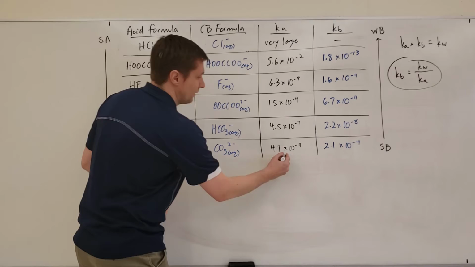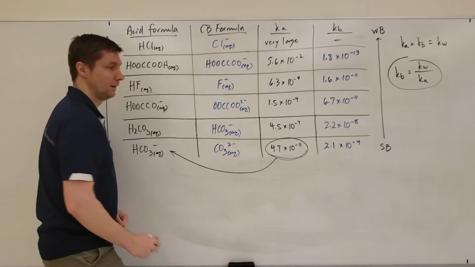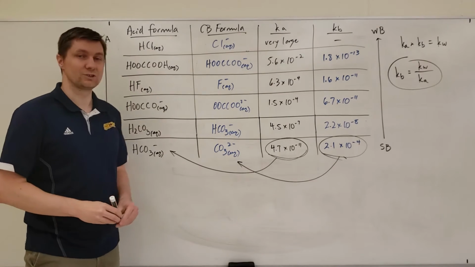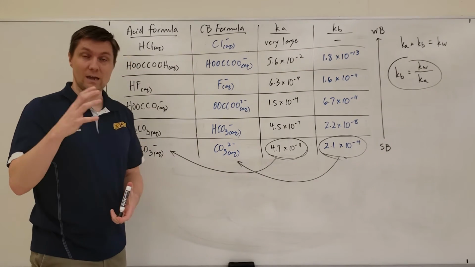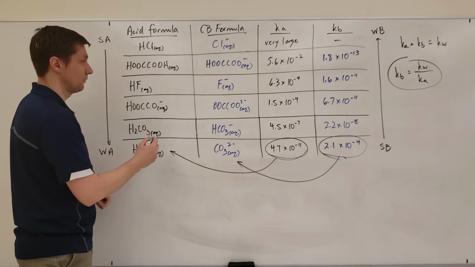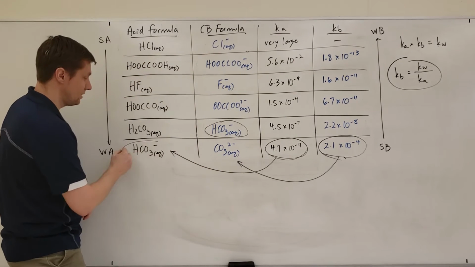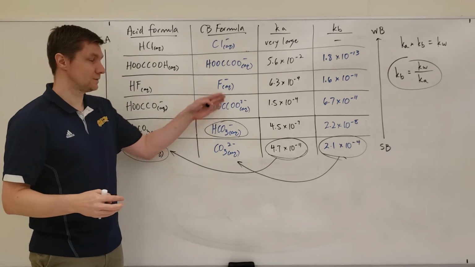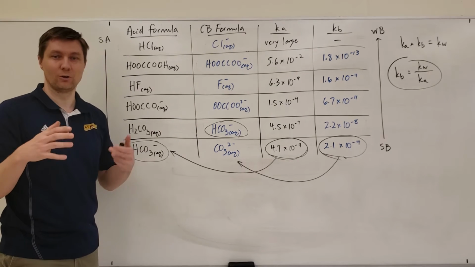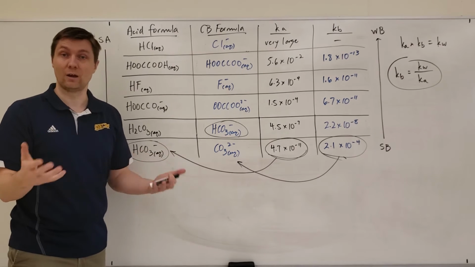Just to point out, these Kas apply to these acids here, and these Kbs apply to these conjugate bases. Now, for substances that are amphiprotic, like HCO3 minus that we had been talking about in the previous video, you can see that HCO3 minus is here in the chart, and it's also here in the chart. It can act as a base or it can act as an acid. When I did this litmus test with hydrogen carbonate solution, it turned out blue.